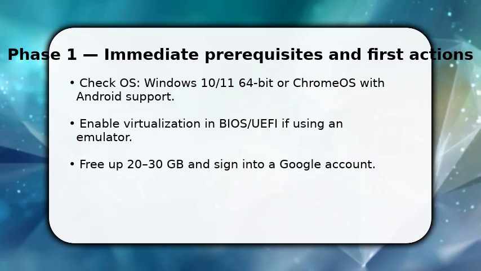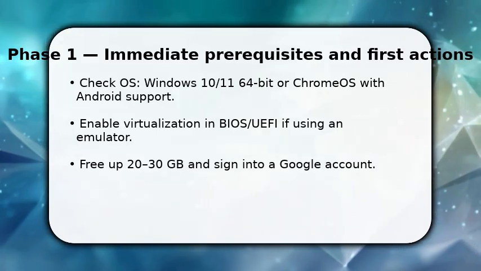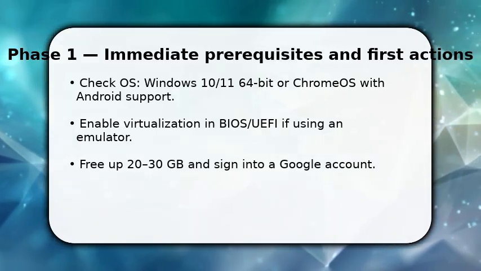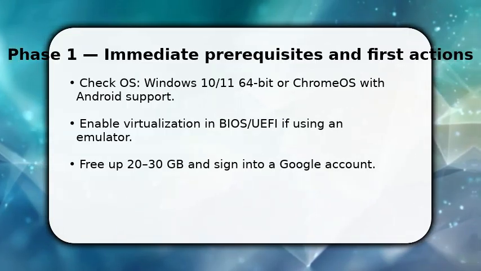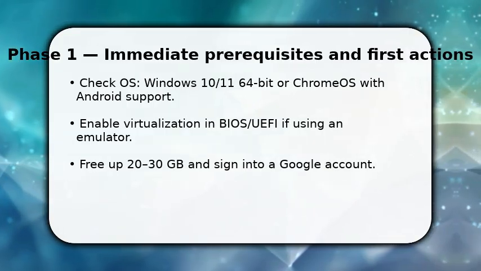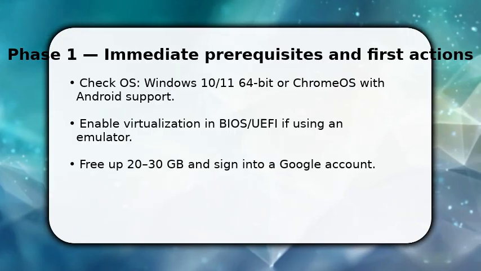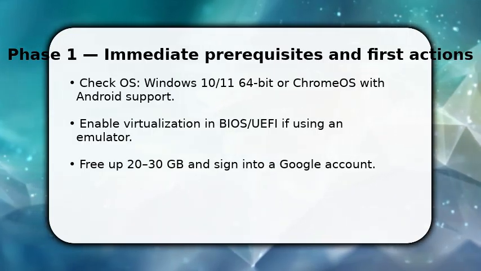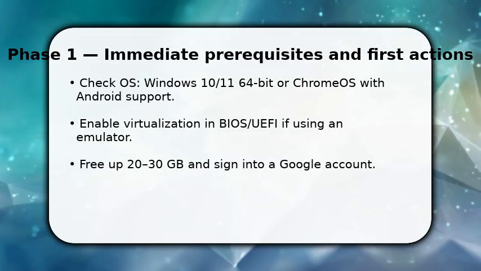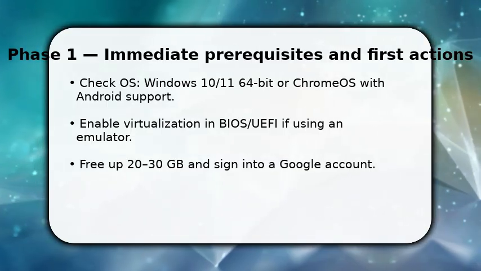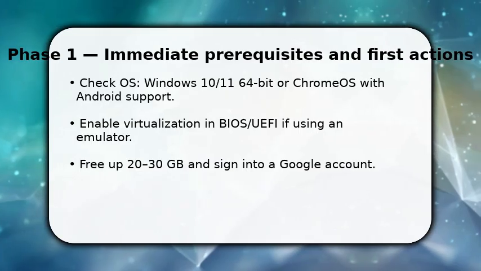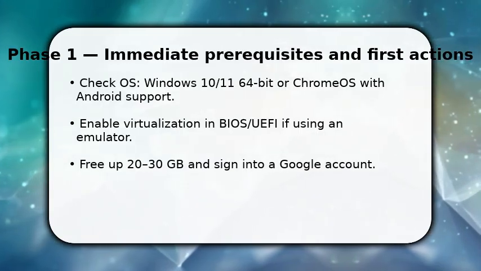You start by verifying requirements. Make sure your laptop runs Windows 10/11 64-bit or Chrome OS with Android support, and that you have a Google account. Next, enable virtualization in BIOS or UEFI. This makes emulators fast and stable. Once done, free up 20 to 30 GB for the virtual device and install any system updates.